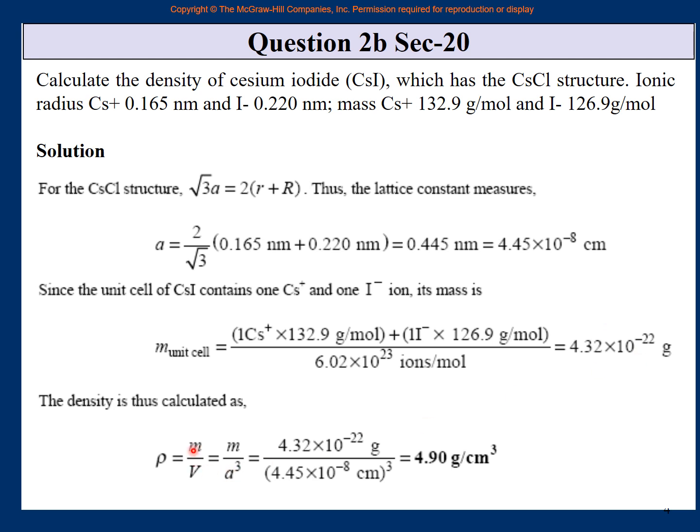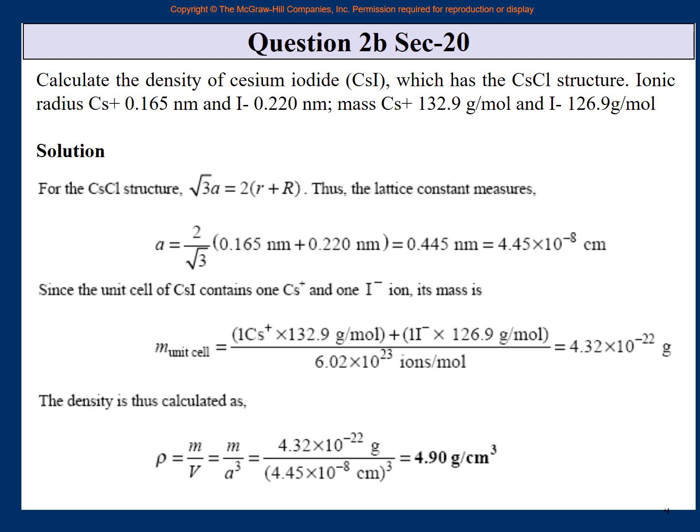And density is mass per unit volume, so mass upon A cubed. This is the mass, and this was in cubic centimeter directly. So cube this, and whatever answer you get after solving this is directly gram per cubic centimeter, right? And that's it.